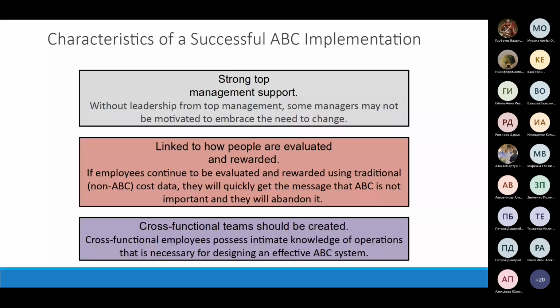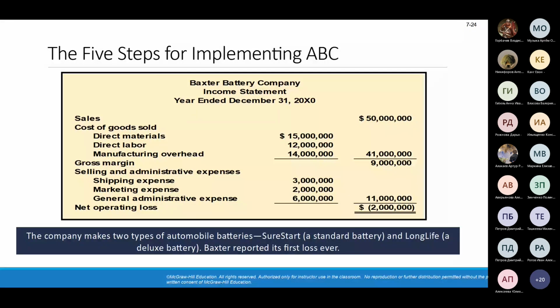Let's see on a concrete example how these 5 steps are used. Here we have an example: Baxter Battery Company, which produces and sells 2 types of automobile batteries, Sure Start and Long Life, the deluxe battery. We can see that this company reported a net operating loss. So let's see how the implementation of ABC will tell us the details regarding the cost of goods.